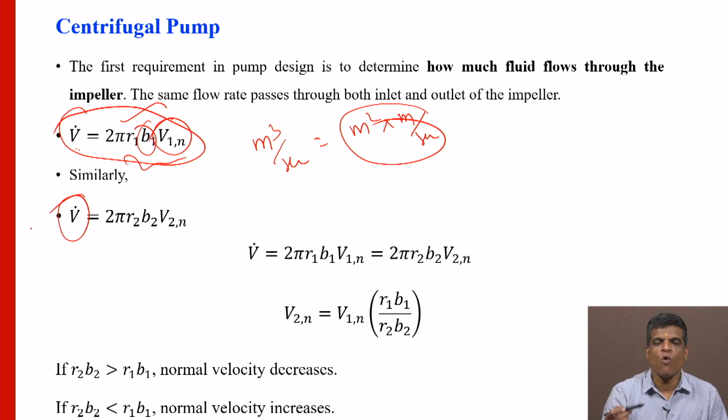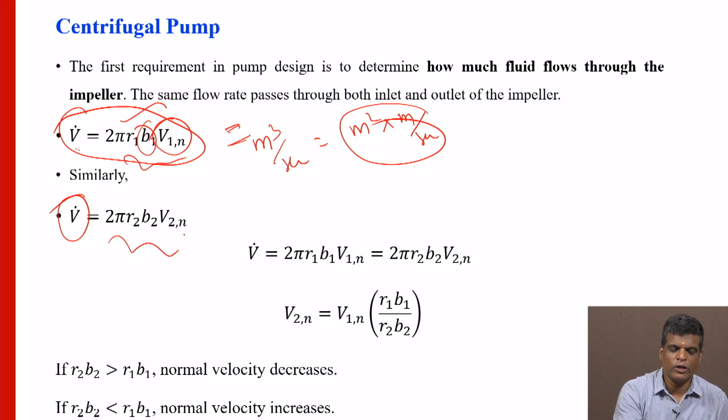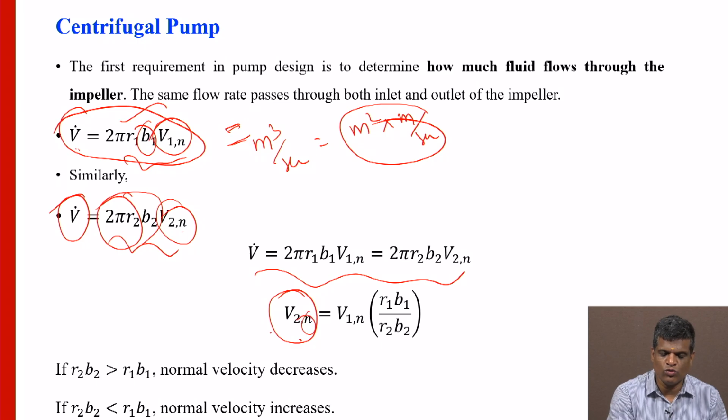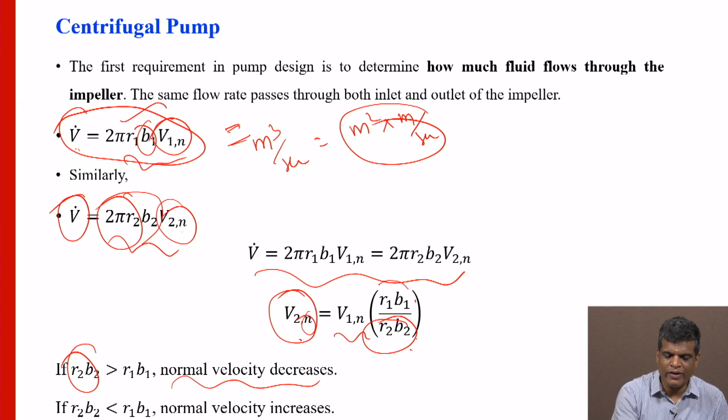We have assumed two locations, two points. For point 1 we have 2 pi r1 b1 v1n, and for point 2, 2 pi r2 b2 v2n, where v2n is the normal velocity. Assuming both are equal, the normal velocity at 2, v2n, equals v1n r1 b1 over r2 b2. If r2 b2 is high compared to r1 b1, then the velocity decreases. In the reverse way, if r1 b1 increases, then v2n also increases.